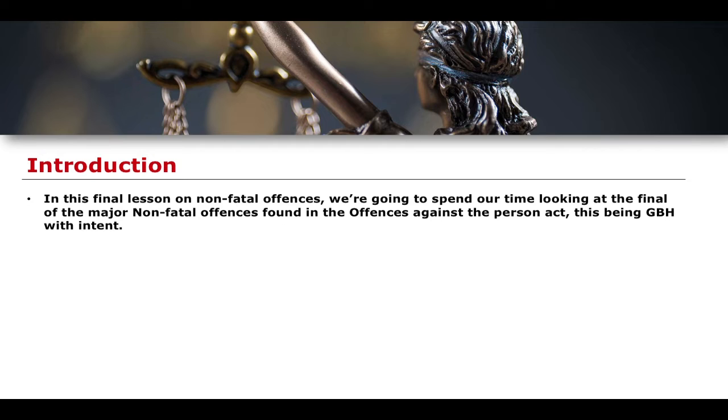Now, as I've said, this is the final lesson on the non-fatal offences. We'll spend some time looking at GBH with intent, which is again found in the Offences Against the Person Act. And as I mentioned in the previous lesson, what we're going to do after this is go and look at dishonesty offences. So start to look at theft and fraud, look at things like making off without payment, robbery, burglary, etc., etc. And then the final topic will look at defences to these crimes, talking about necessity defences, as well as capacity defences, so things like intoxication and insanity, for example.